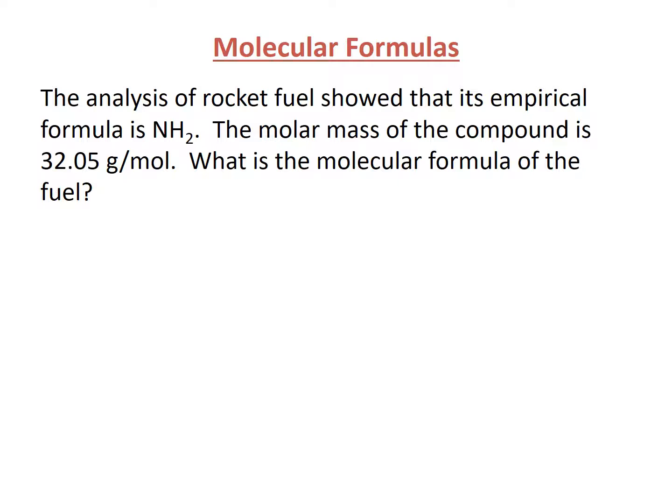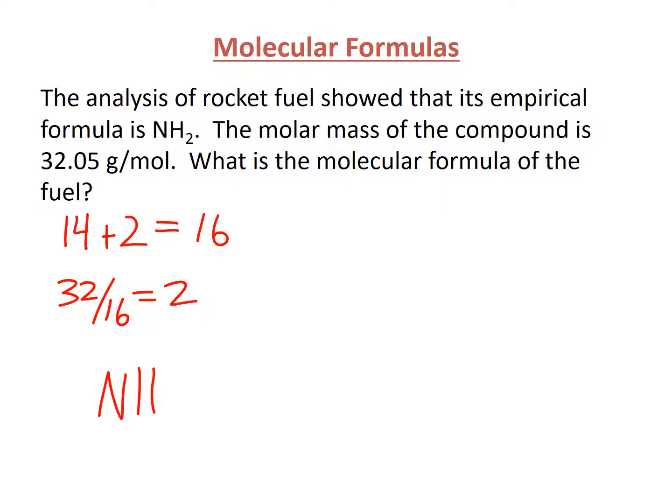So the first step is to find the mass of the empirical formula. Nitrogen is approximately 14, plus the 2 for the 2 hydrogens gives us an approximate molar mass of 16. The given mass is 32. When we divide it by 16, we get the answer 2. That means that our molecular formula is 2 times larger than our empirical formula. So when we take NH2 and multiply it by 2, we get N2H4. And that is how we do that.